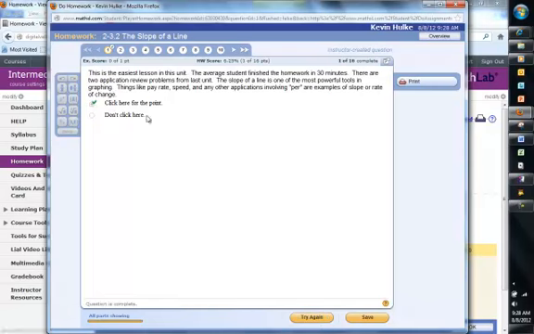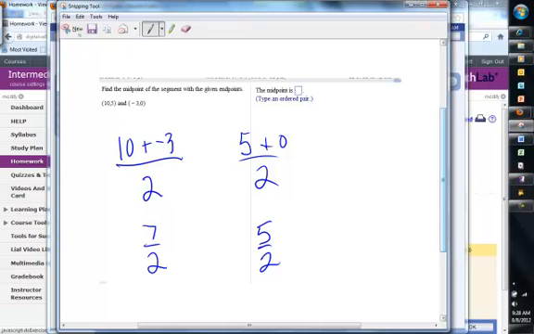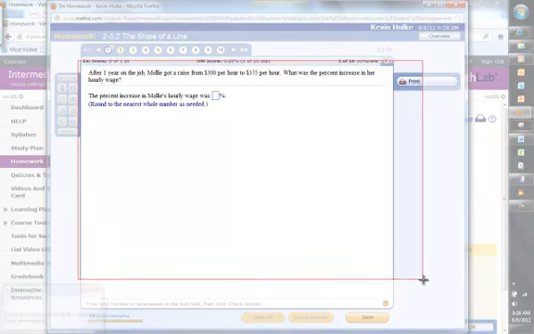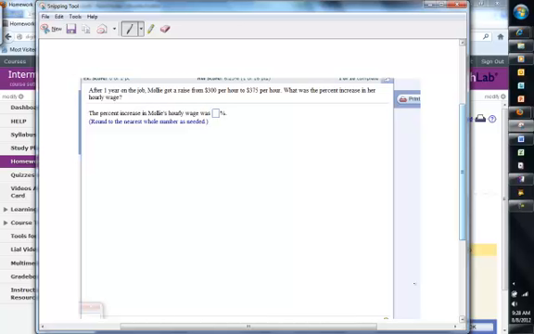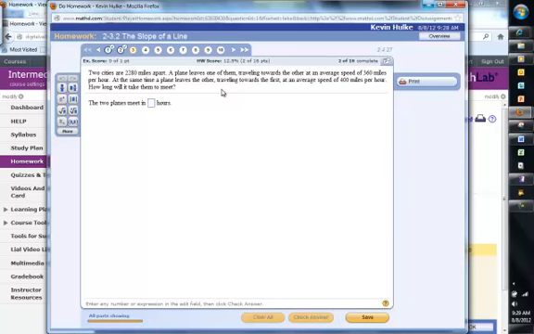Next one. Here's our review from last time. It says, after 1 year, Molly got a raise from 300 per hour to 350 per hour. What was the percent increase? I think people get these wrong because they need to do the increase, which is $75, divided by the old, which is 300, and that is 25%. All right, next one.